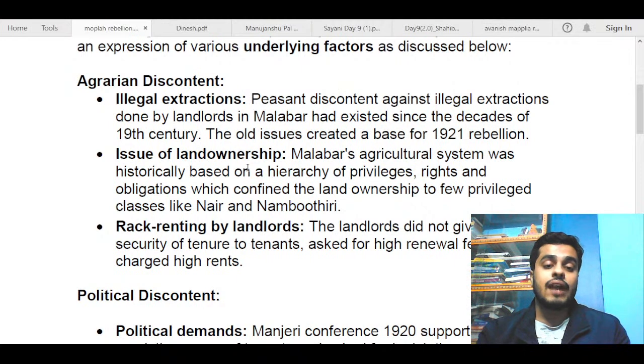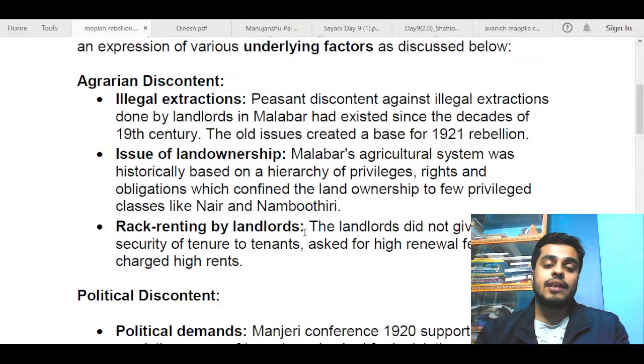Next was the issue of land ownership. Malabar's agriculture system was historically based on a hierarchy of privileges, rights, and obligations, which confined land ownership to few privileged classes like Nair and Nambudiri. These were the feudal landlord classes that occupied the land, and it always passed on in the same hierarchy to the next generation also. So this naturally angered the peasants of that area.